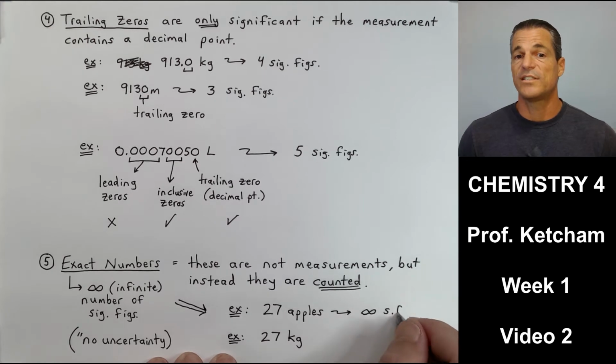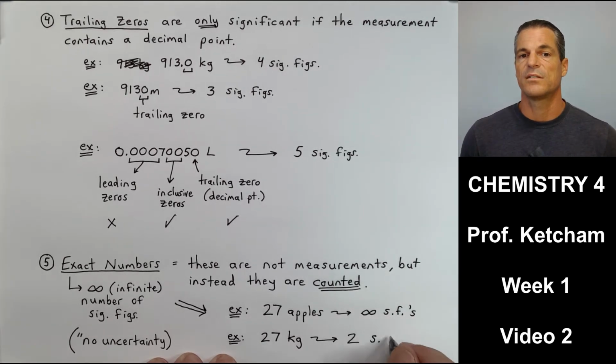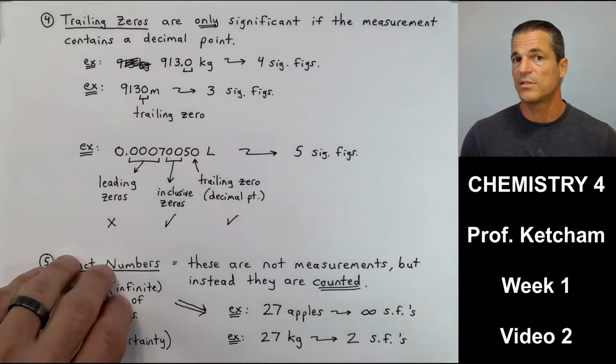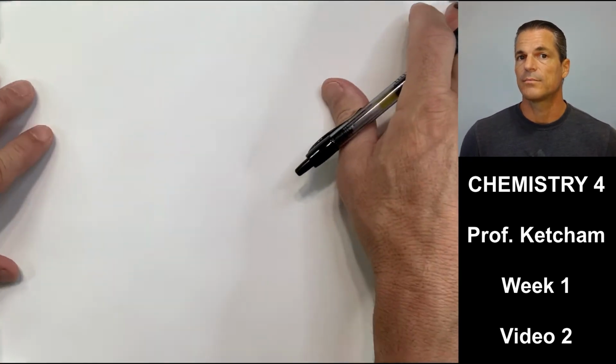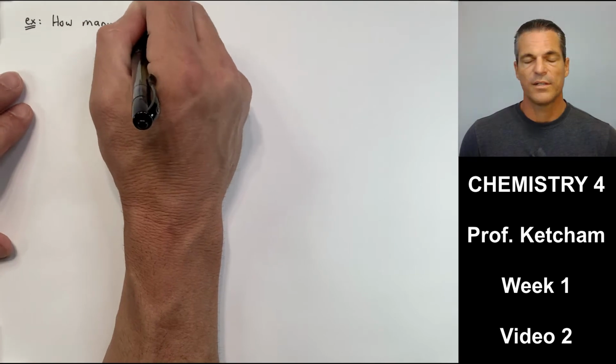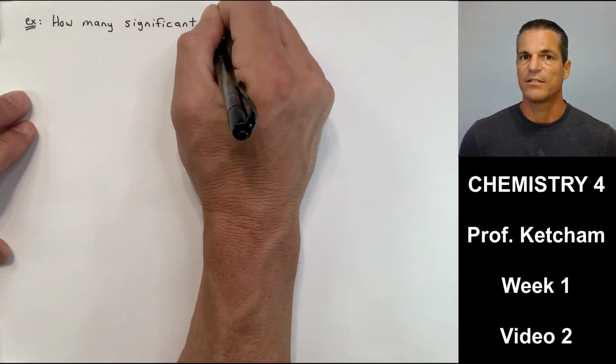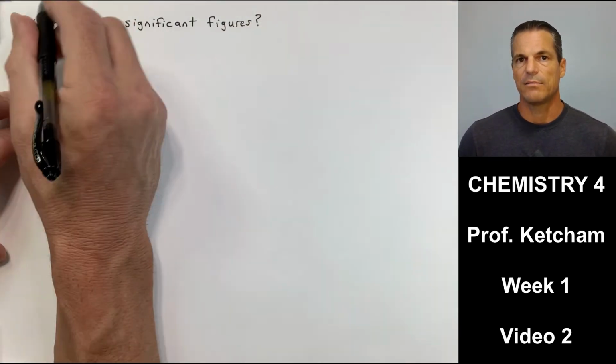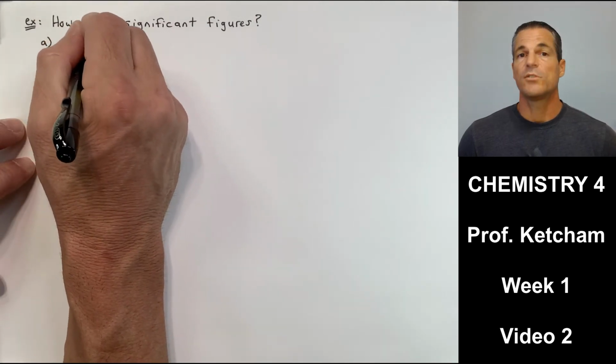Example, 27 apples, infinite sig figs. 27 kilograms, 2 sig figs. All right? So if you have a dozen eggs, 12 is not 2 significant figures, it's infinite. A little sideways 8 for infinity. So let's do some examples.